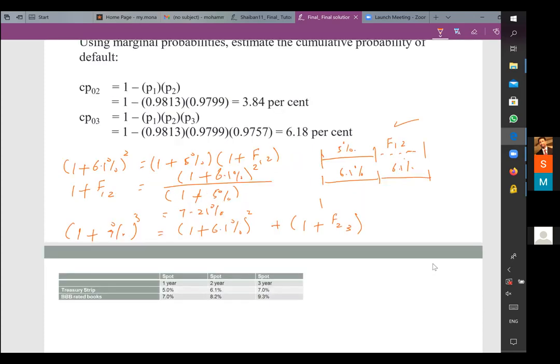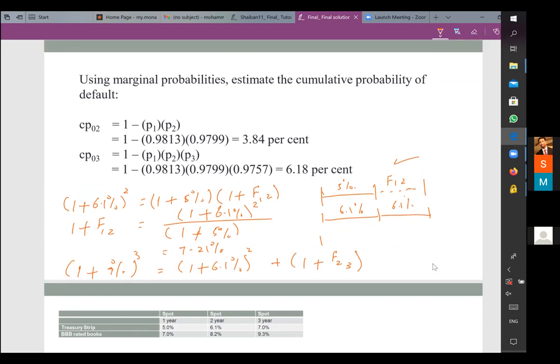forward. And then I can solve for the forward, because I'm taking now the 2 years, the 3 years, and I'm taking the 2 years plus the forward for the 3rd year, which means I'm making the equality. I'm talking about the 3 years. I have the equality, which is now here 6.1%, 6.1%.